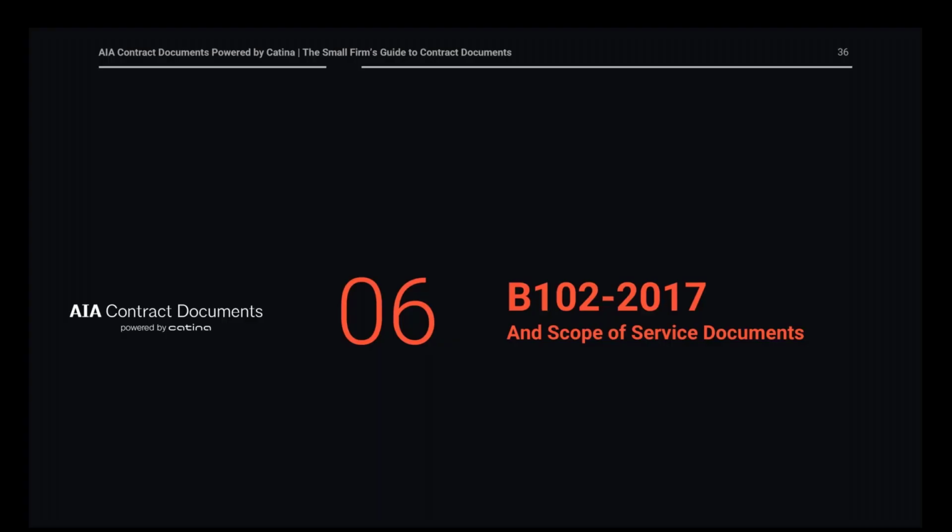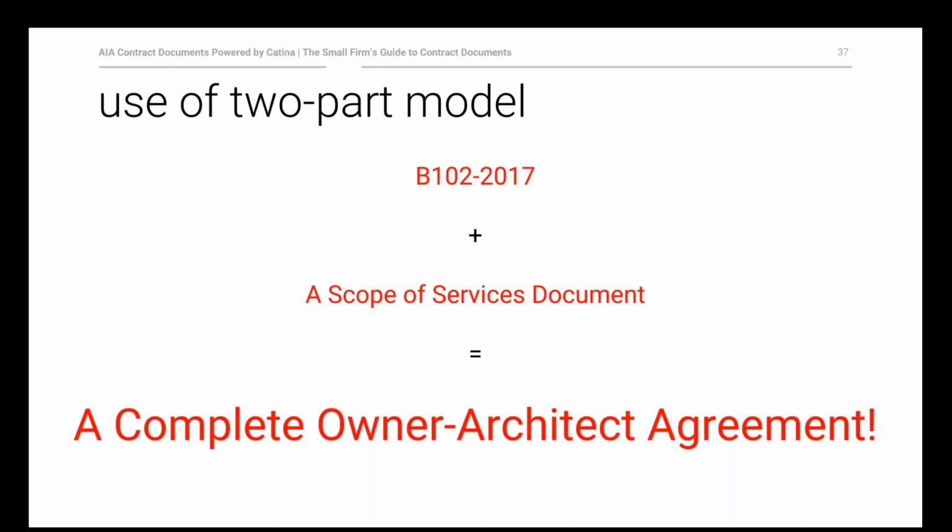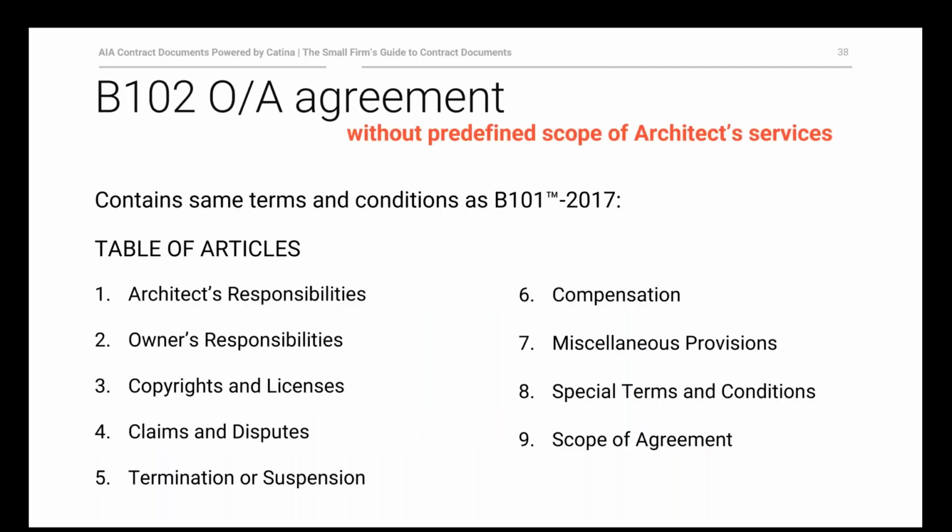We talked about the B102 a little bit before, an agreement that doesn't have a predefined scope of services. Let's talk about some pre-written or developed scopes that the AIA contract documents program offers that might be paired with that B102, or might otherwise be used even if you have a B101 and you want to provide services that are above and beyond the standard 5 phases. So again, as I said, the B102 is the agreement without a scope of services. You add one of these and you create a complete agreement.